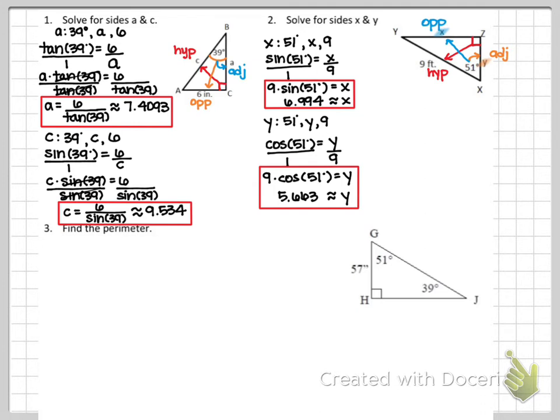Well, we need to remember that perimeter means to go all the way around an object. So I think we need to find the two missing side lengths. Well, I'm going to identify them based off of the angles that they go with.